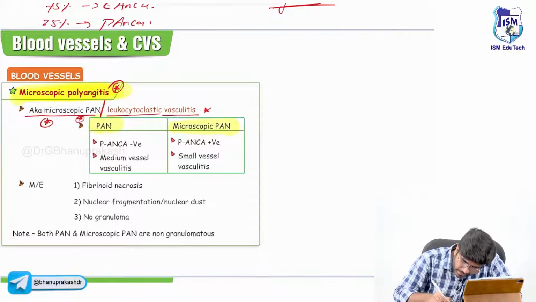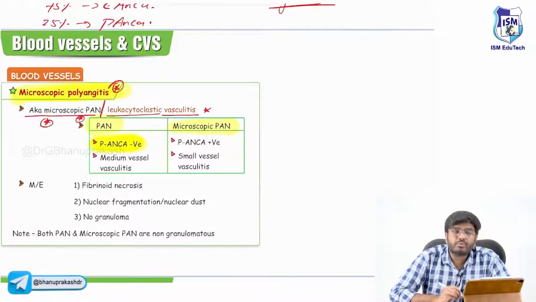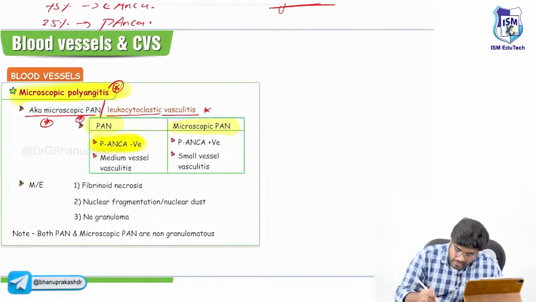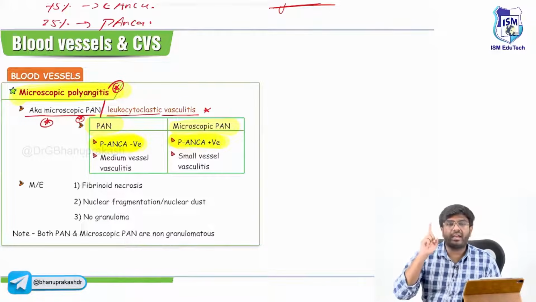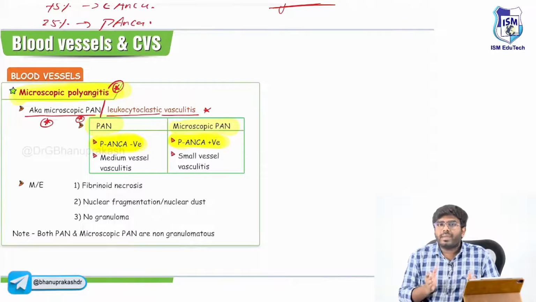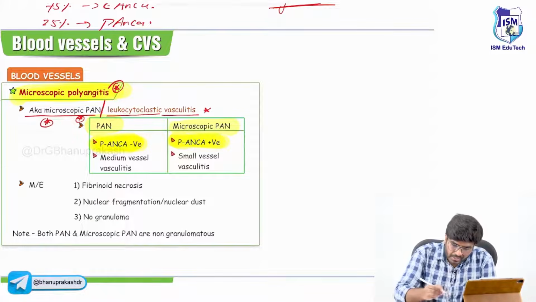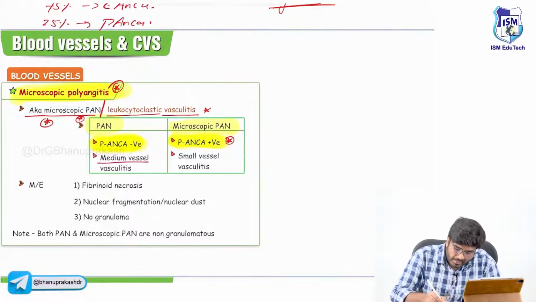Look, microscopic PAN and PAN, what are the differences? See, in PAN, the P-ANCA is negative, sir. There is no such thing as ANCA in PAN. But here in microscopic polyangiitis, as I explained in the beginning, the P-ANCA is going to be positive. One is a medium vessel vasculitis, the other is a small vessel vasculitis.